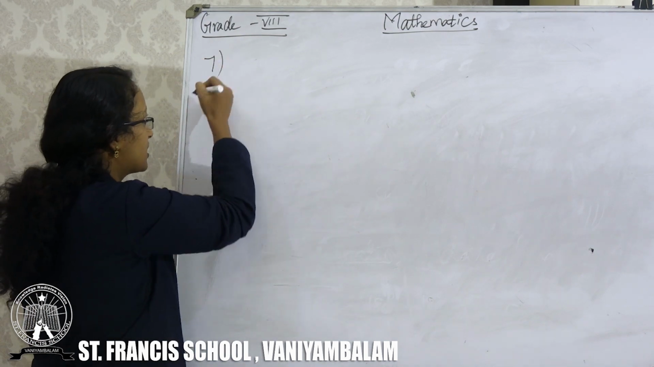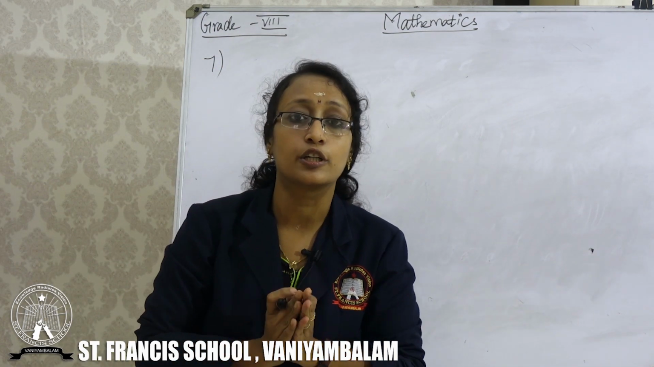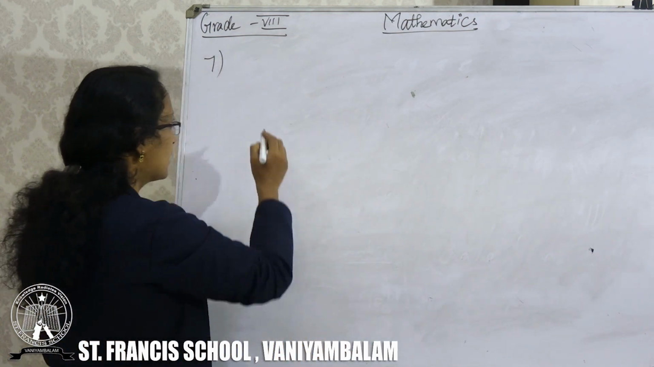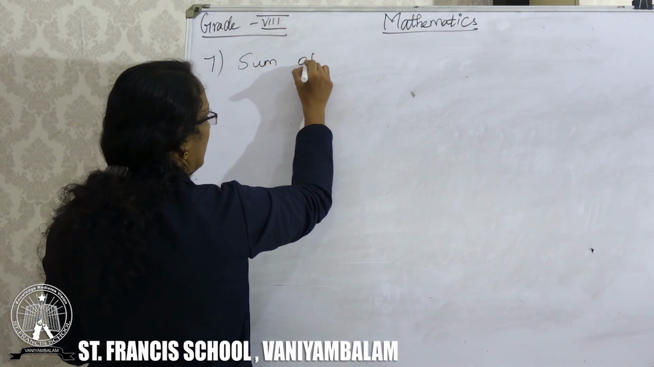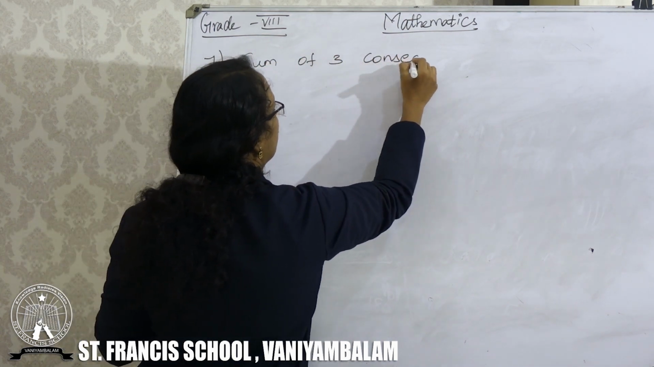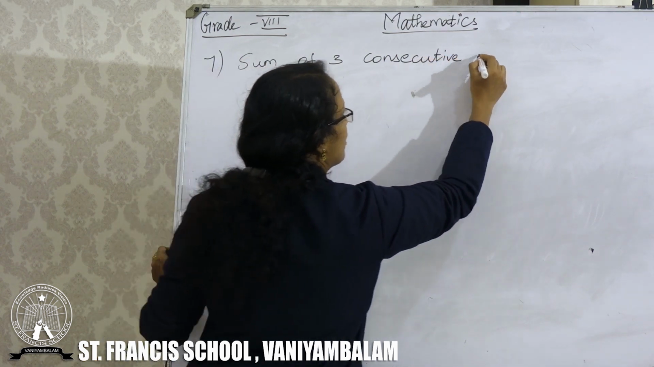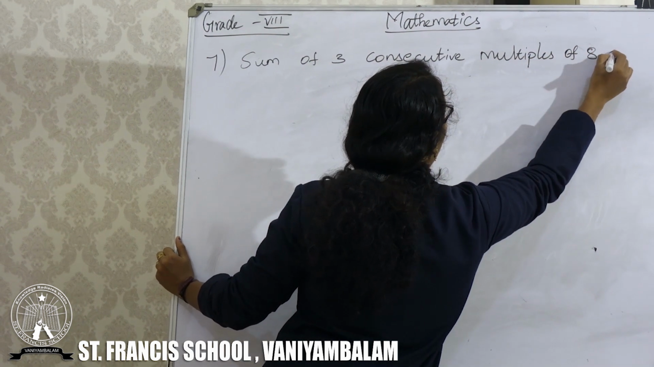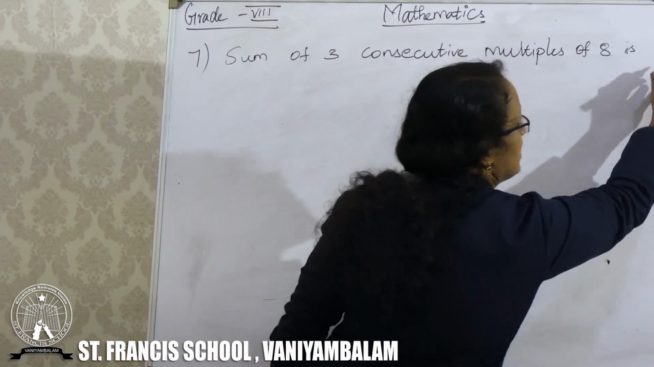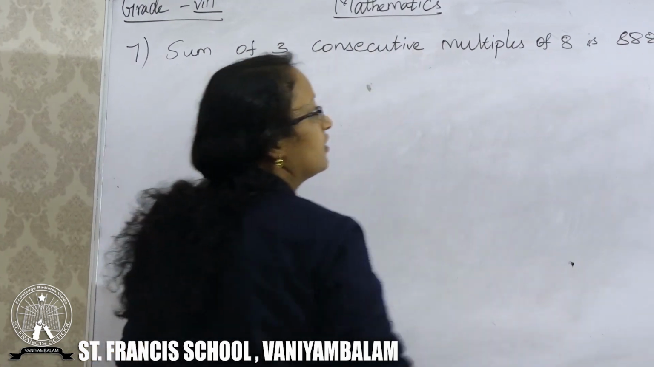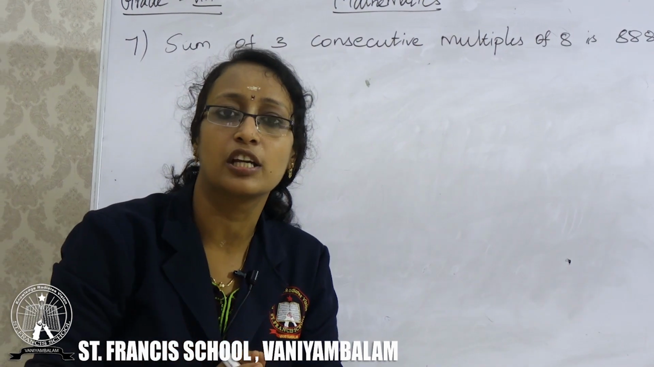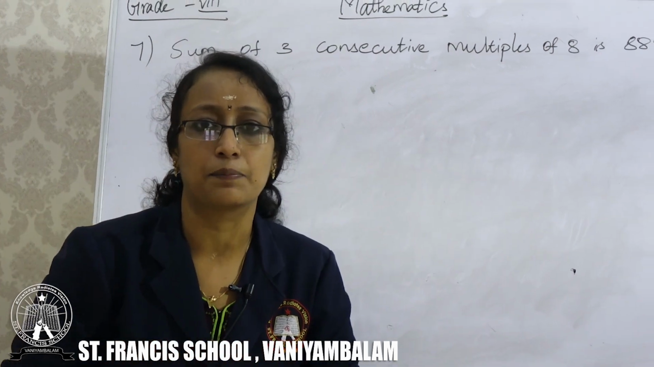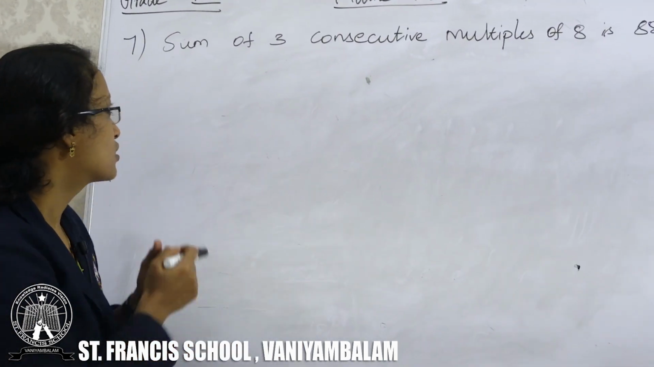The 7th question is: the sum of 3 consecutive multiples of 8 is 888. Find the multiples. It is given the sum of 3 consecutive multiples of 8 is 888. You have to find the multiples. So how will you do this?